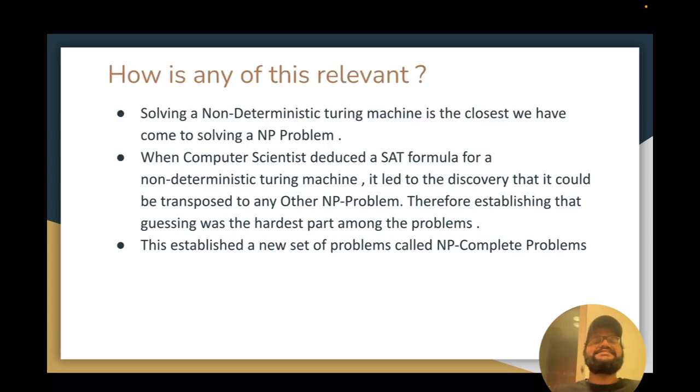Now, how was any of this relevant? Solving a non-deterministic Turing machine is the closest that we have come to solving NP problems. A very old computer scientist established a connection between a SAT formula and a non-deterministic Turing machine. And this led to a discovery that a set of problems in NP, called NP-complete problems, were somewhat related. The whole idea behind the problems was somewhere the same. And the hardest part among these problems was guessing.